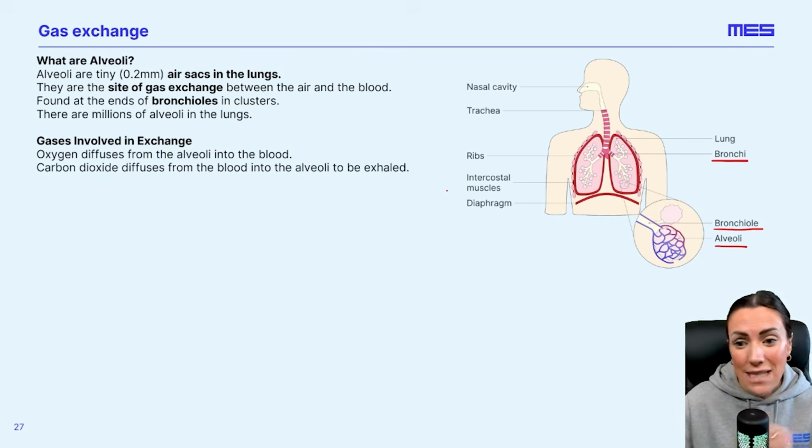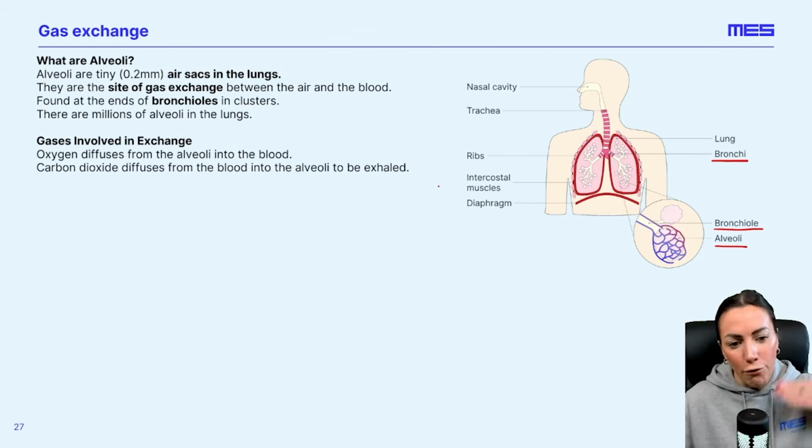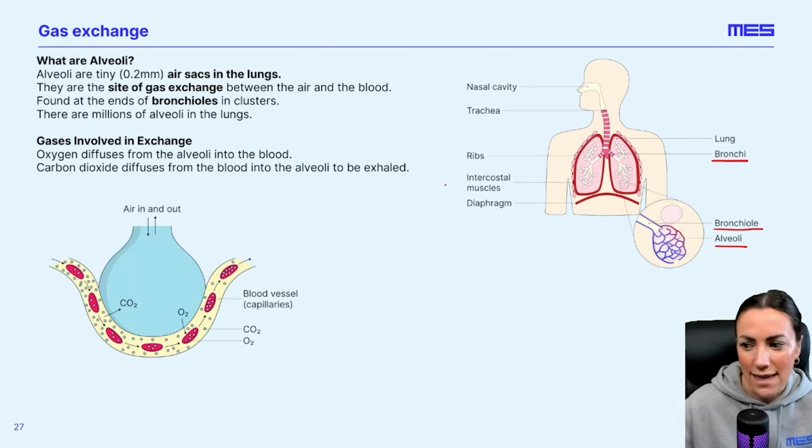But at the same time, carbon dioxide, which is in your blood, is going to diffuse from your blood and go into the alveoli to be exhaled or breathed out, so we can get rid of that waste gas. Waste carbon dioxide is made during respiration, but we need to get rid of it. So it's going from the blood by diffusion into the alveoli to be exhaled. Now you can see that on this diagram.